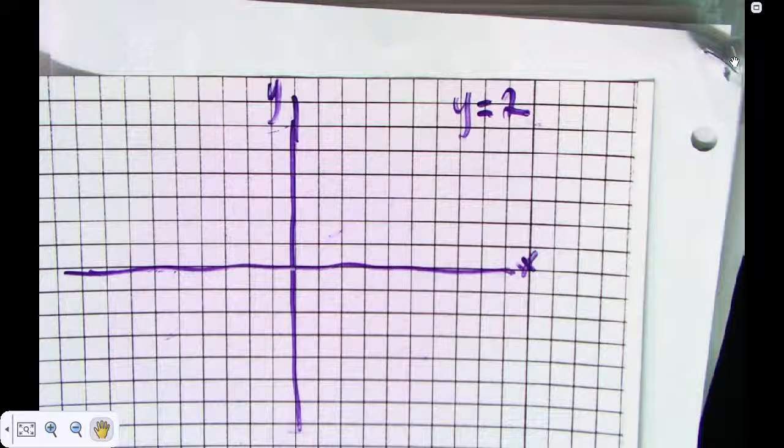Guys, what does it say over there to get? What does it say over there to get? Marker.